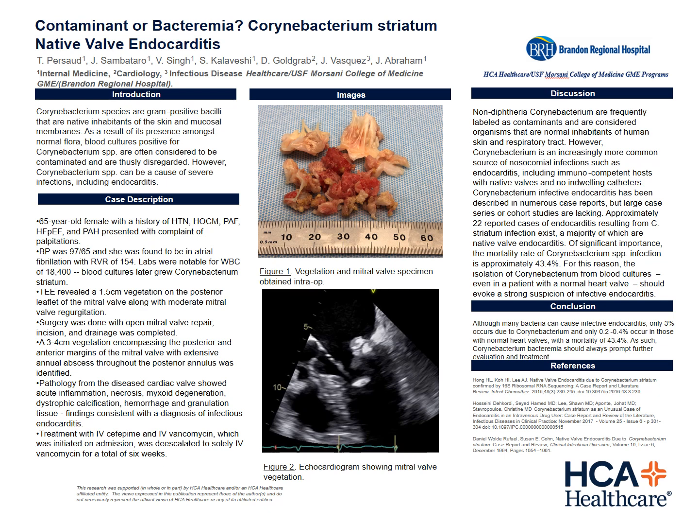Pathology confirmed the vegetation encompassing the mitral valve with acute inflammation, necrosis, and granulation tissue, findings all consistent with infectious endocarditis. The patient was treated with intravenous cefepime and vancomycin initially, which was then de-escalated to solely vancomycin for a total of 6 weeks. Figure 1 shows the vegetation and mitral valve specimen obtained in the operating room. Figure 2 shows the vegetation as seen on the mitral valve on transesophageal echocardiogram.